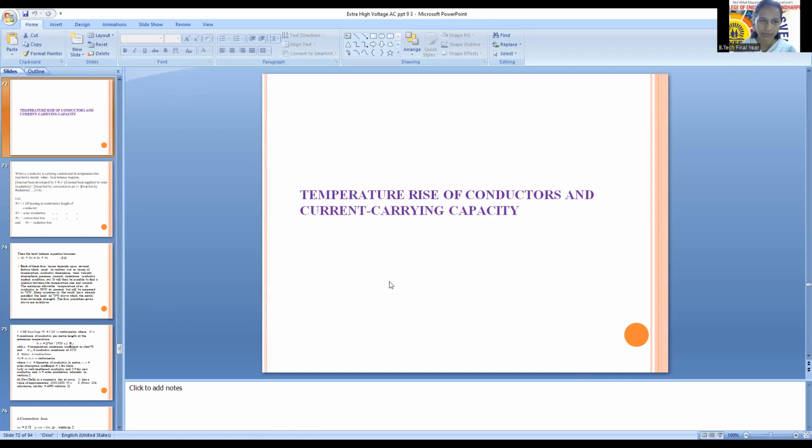The screen is visible or not? Yes. Screen is visible. Yes. Anyone? Screen is visible. Yes. Screen is visible or not? Yes, ma'am, visible. Okay.